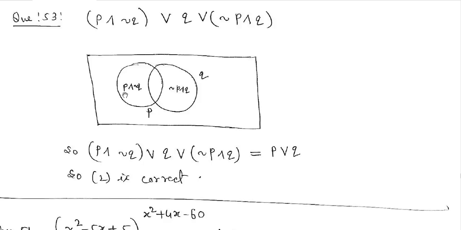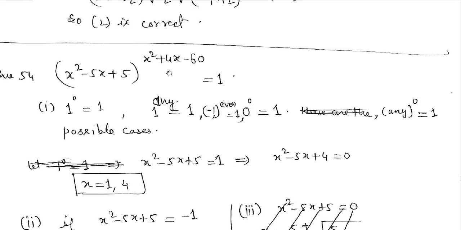This is the region in p intersection, this is like p intersection negation of q. This is the q statement, this is the p statement, and the negation of p and q, this is the region. We are getting the union of this with q, so we will get the whole part. So this is equal to P union Q, logically.